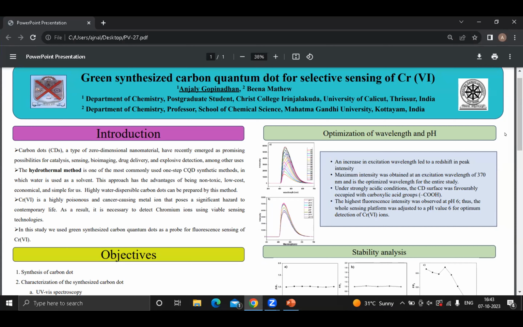Good evening, everyone. My name is Anjali Gopinathan. I'm a postgraduate student in the chemistry department of Christ College, Irinalakuda. I did this work under the guidance of Dr. Bina Matthew, who is an associate professor in MG University.